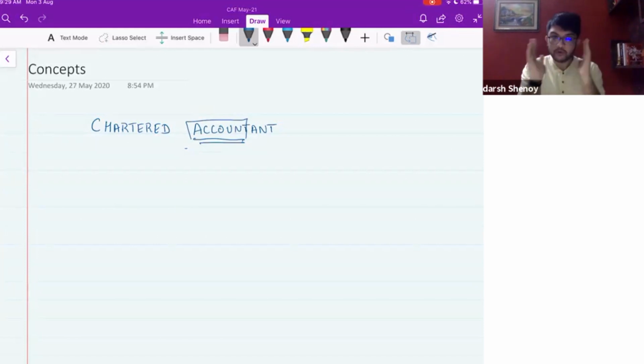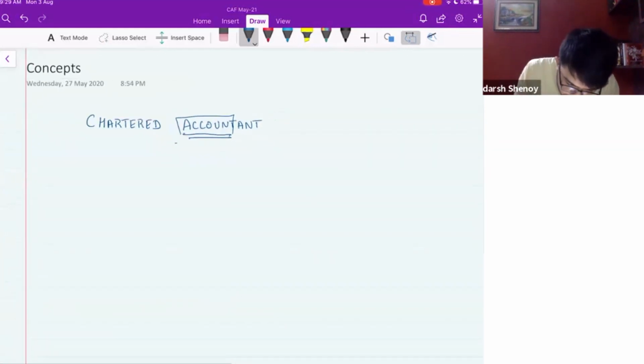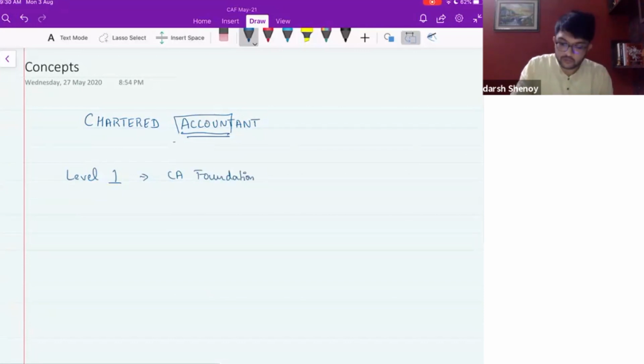Now, from the exam point of view, how many levels are you going to write? I'm sure you've heard this from Gopal sir and Kedar sir also. You're going to write 3 levels, right? Level 1 is CA Foundation. In the foundation level, you have 4 papers, and paper 1 is accounts.